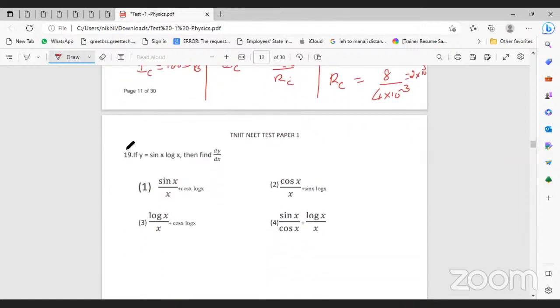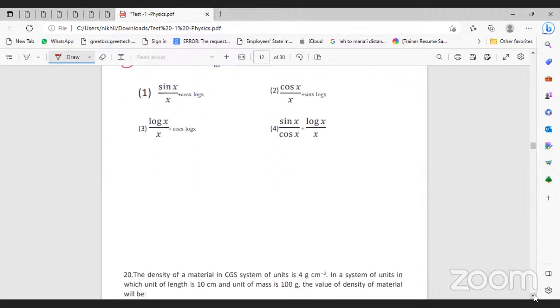This is a mathematics question where they have given a function. They are asking you to find dy by dx with some error. I hope we got that in the 19th question.